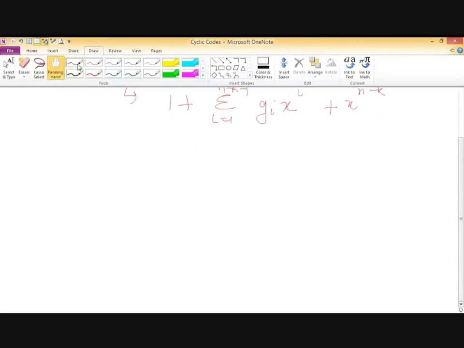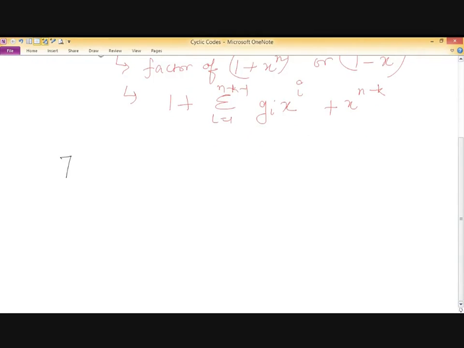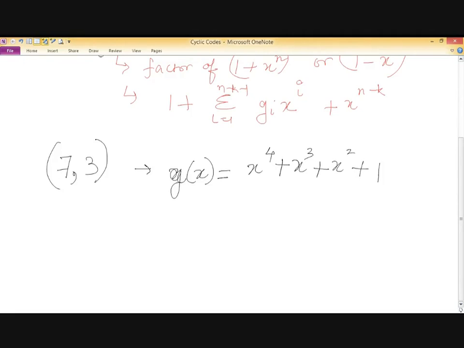If we are talking about a 7,3 code, a 7,3 linear block code is given, and it is given that g of x, the generator polynomial, is x4 plus x3 plus x2 plus 1. Check whether g of x is a valid generator polynomial or not.